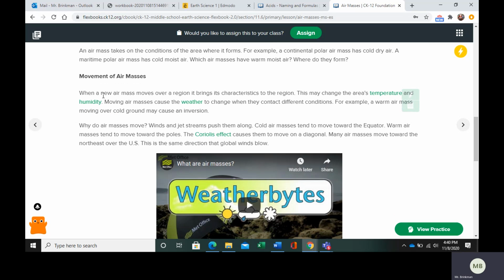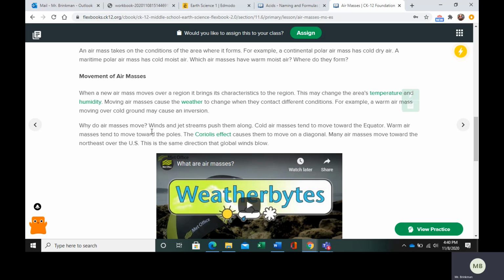When an air mass moves over a region, it is going to bring its characteristics there. That may change the area's temperature and the area's humidity. When an air mass moves, it can cause the weather to change when it gets into contact with different conditions. For example, if it's a warm air mass and it moves over cold ground, it may cause an inversion. A temperature inversion, well, that we can explain later.